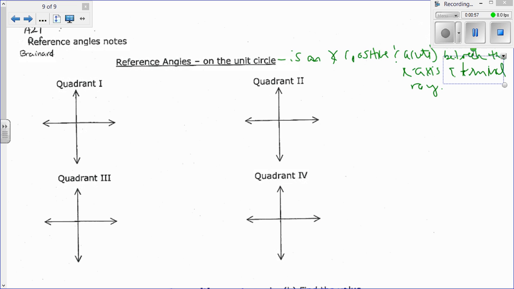Okay, so in quadrant 1, this is A, this is theta, this is B, which is our right angle, and this is C. We know that sine is positive because it's going up and down, and cosine is positive. Because this is on the unit circle, I'm just not drawing the circle. That means that AC is equal to 1.